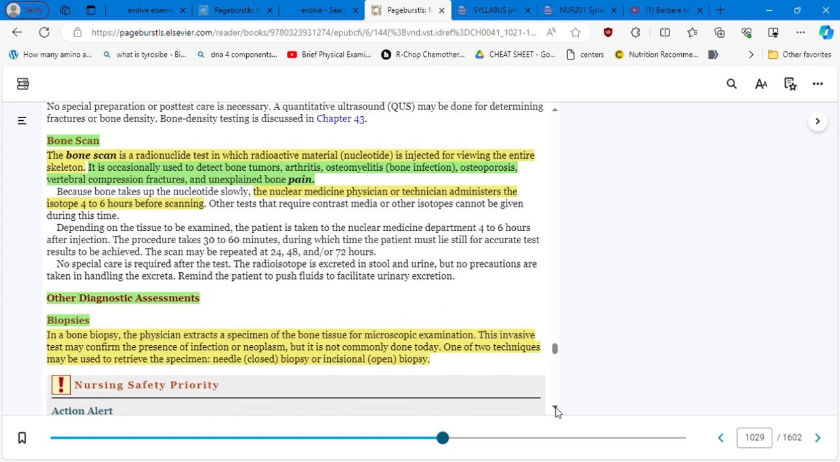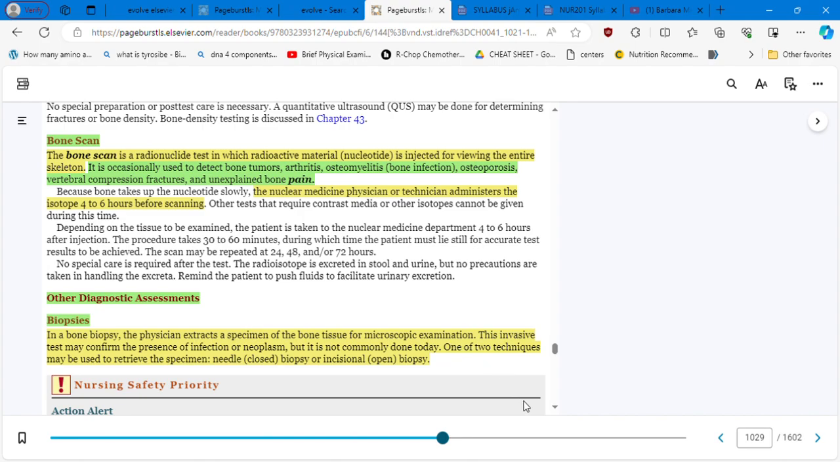Now, bone scan. The bone scan is a radionuclide test in which radioactive material is injected for viewing the entire skeleton. It is occasionally used to detect bone tumors, arthritis, osteomyelitis, we know, bone infection, osteoporosis, vertebral compression fractures, and unexplained bone pain. The nuclear medicine physician or technician administers the isotope 4 to 6 hours before the scanning, and then after 6 hours, the test will be conducted.